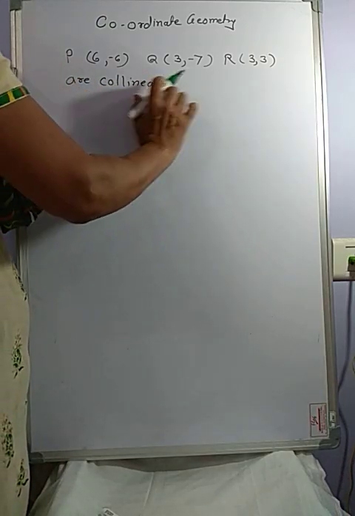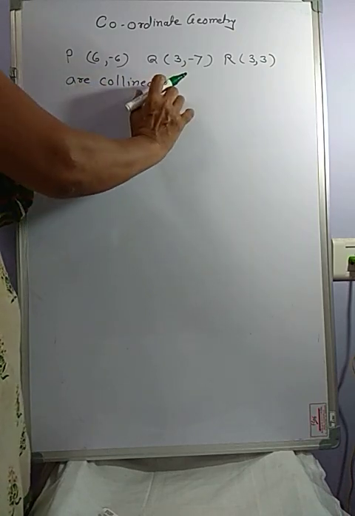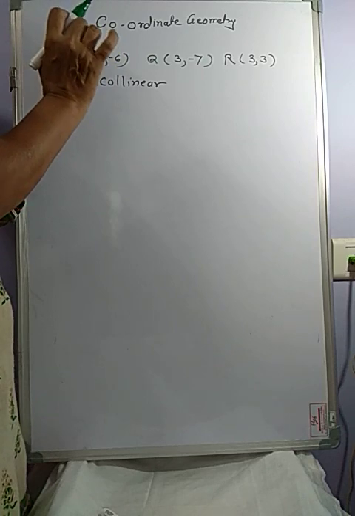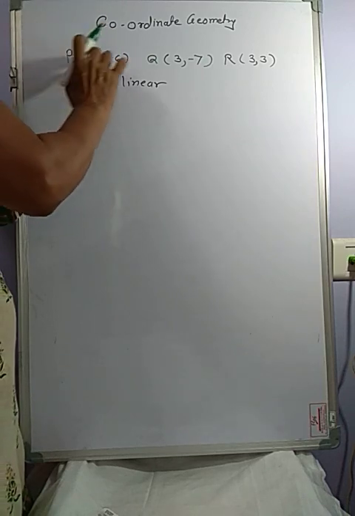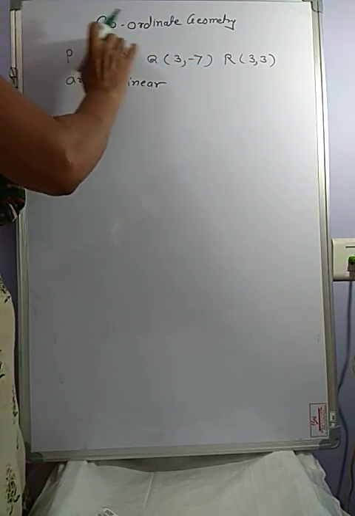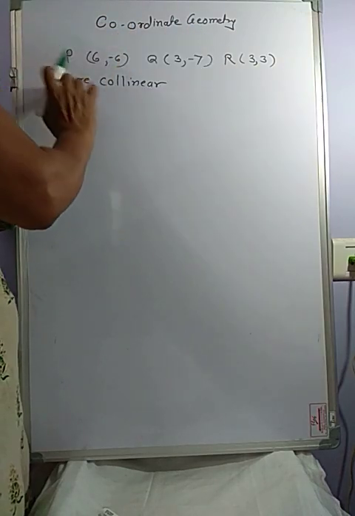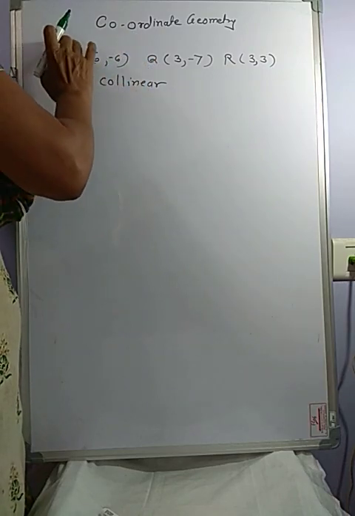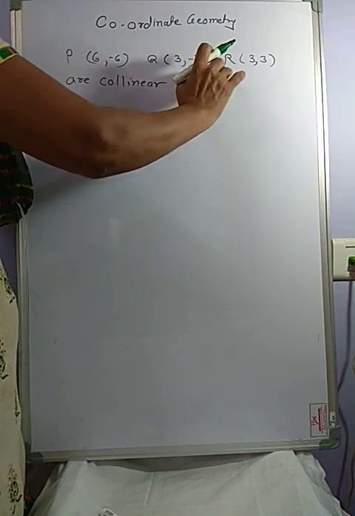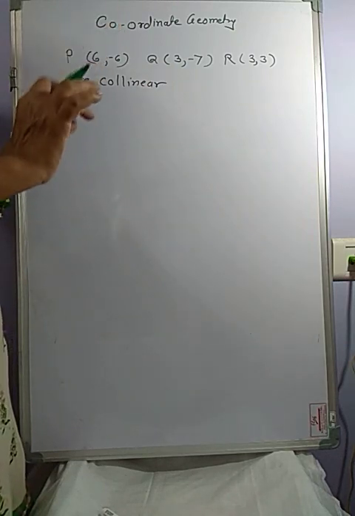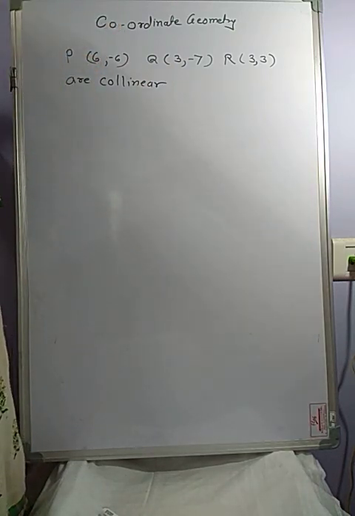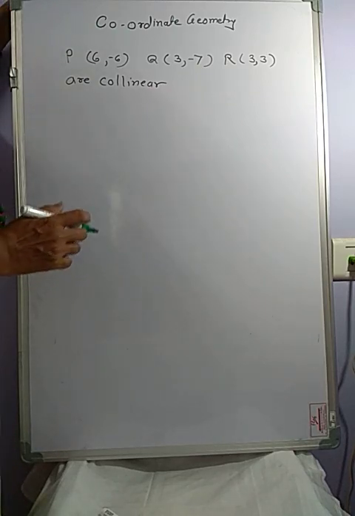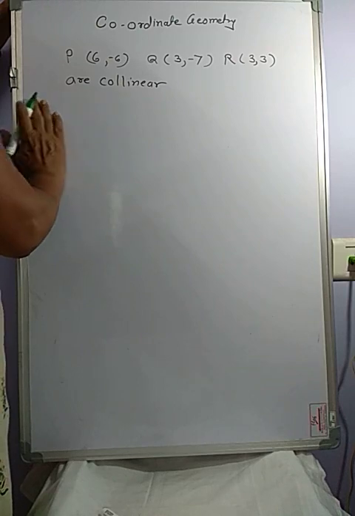What do we mean by collinear points? Collinear points means that the sum of two distances is equal to the third distance. P, Q, R can be collinear if PQ plus QR is equal to PR, or PR plus QR is equal to PQ, or PQ plus PR is equal to QR. If any two segments joined make the third segment, we will say that these are collinear points. Let's find the distances first.